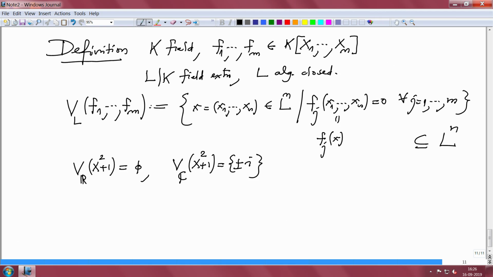Now, the first note is that this is the set of common solutions in L^n, which is also obvious. Earlier also I remarked this is the common solution set, therefore it is the intersection over j of V_L(Fj).